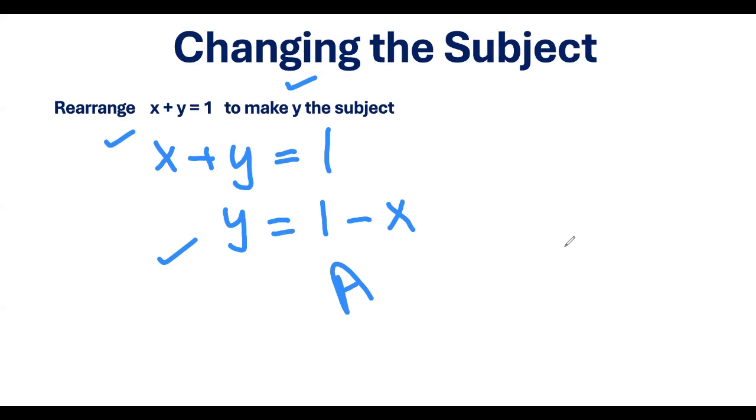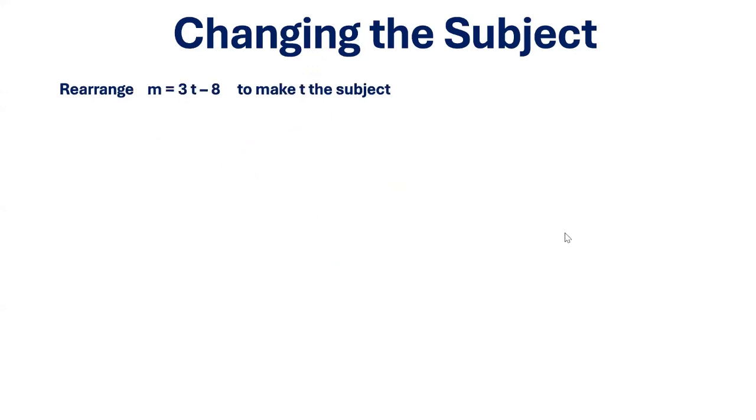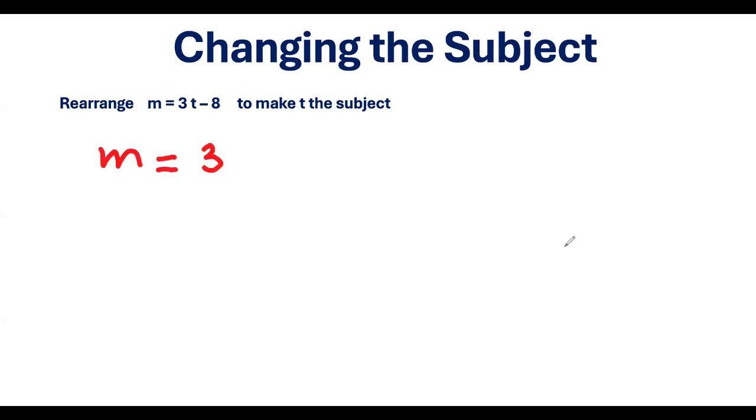Y is the subject now, and all the other terms are shifted on the right-hand side. Next question is, rearrange m is equal to 3t minus 8 to make t the subject. M is equal to 3t minus 8. They are asking to make t the subject.